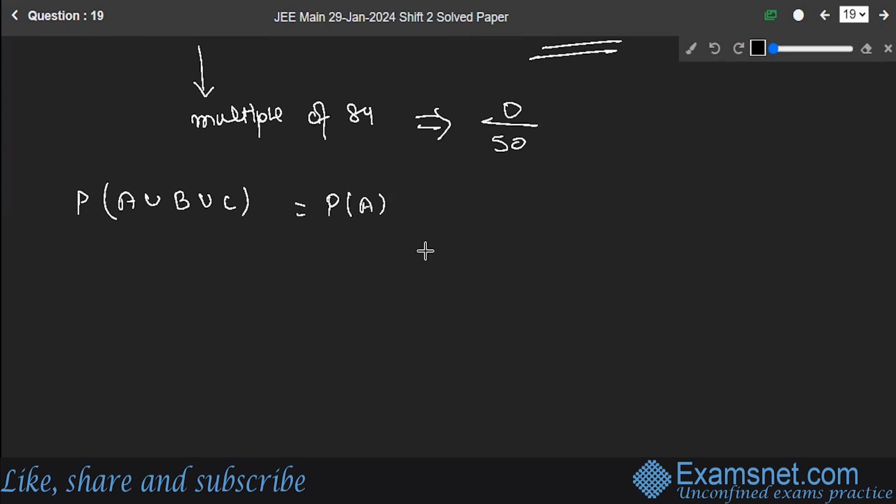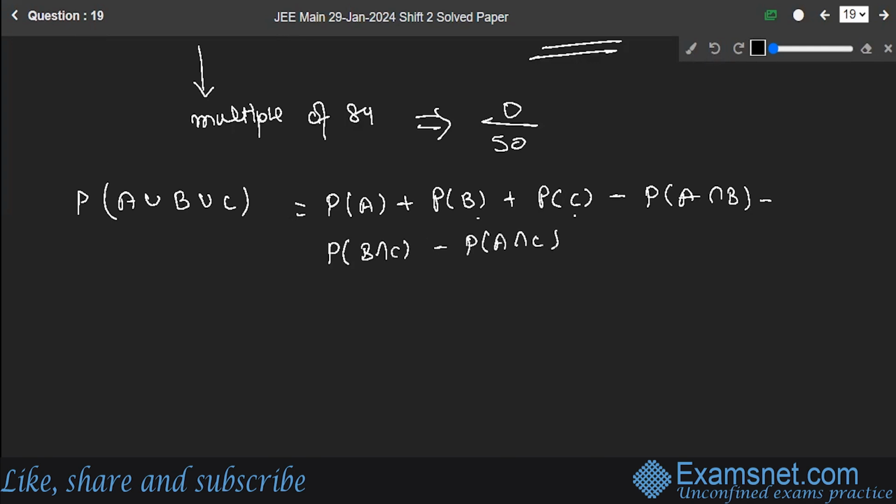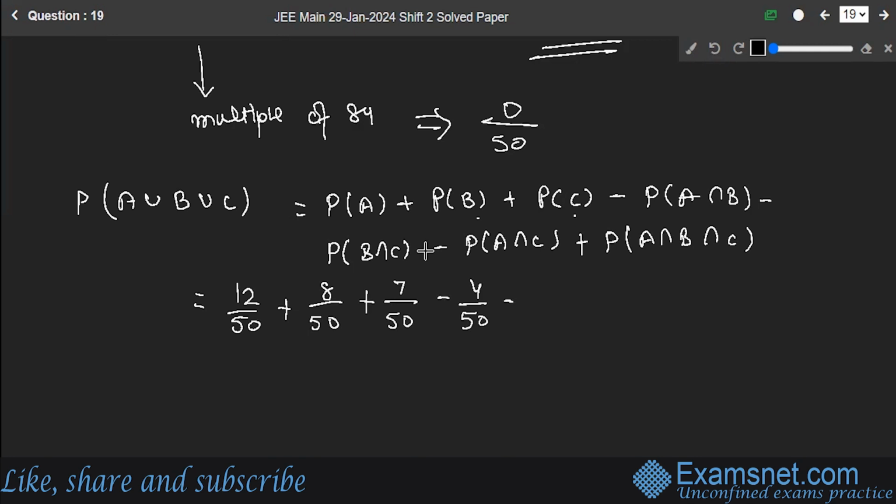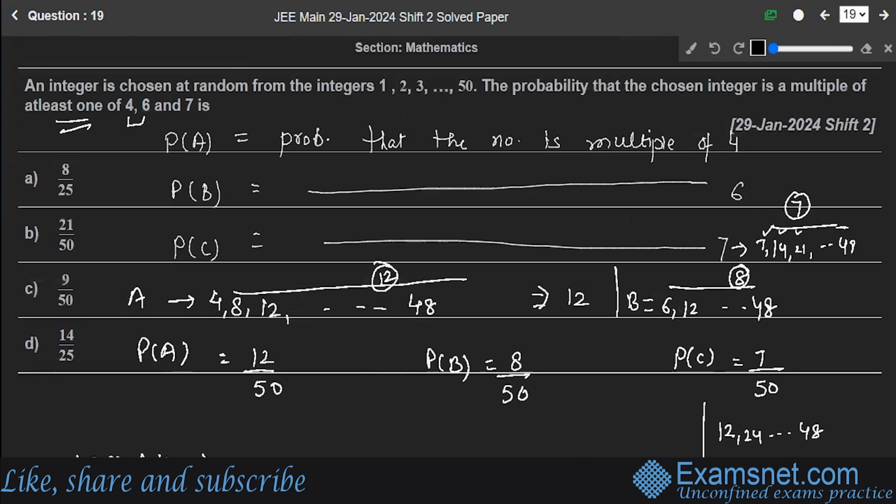This is given by P(A) plus P(B) plus P(C) minus P(A intersection B) minus P(B intersection C) minus P(A intersection C) plus P(A intersection B intersection C). This is equal to 12 upon 50 plus 8 upon 50 plus 7 upon 50, minus 4 upon 50, minus 1 upon 50, minus 1 upon 50, plus 0. On solving this, you will get 21 upon 50. So this is the answer to the question. 21 upon 50, option B.